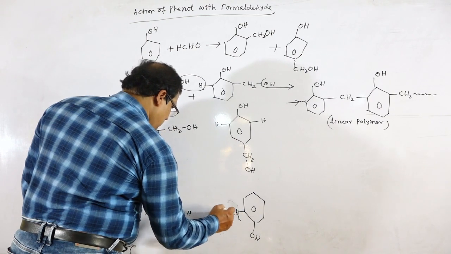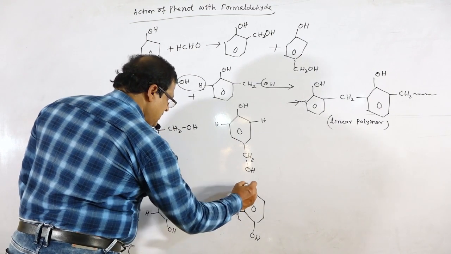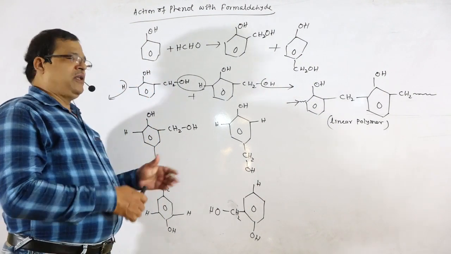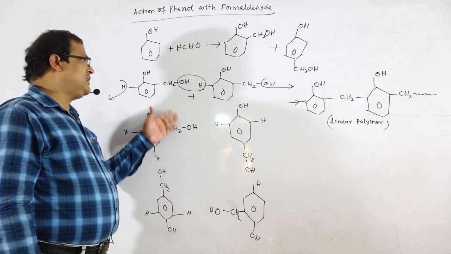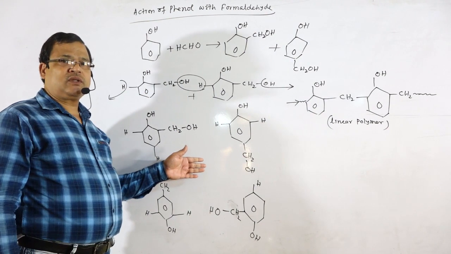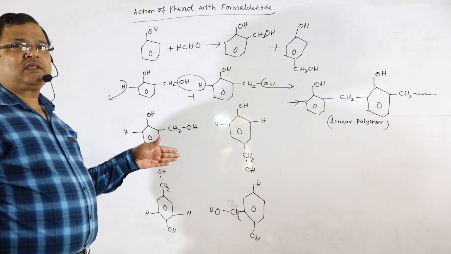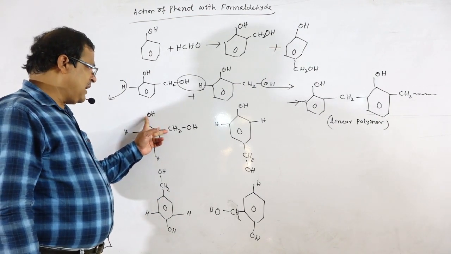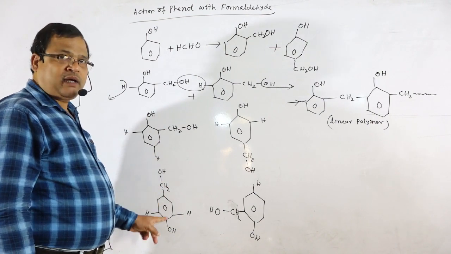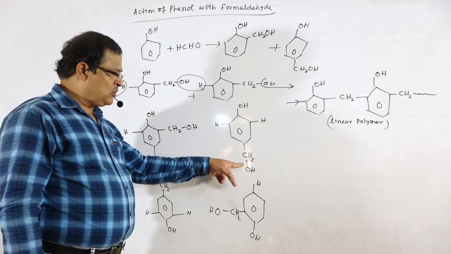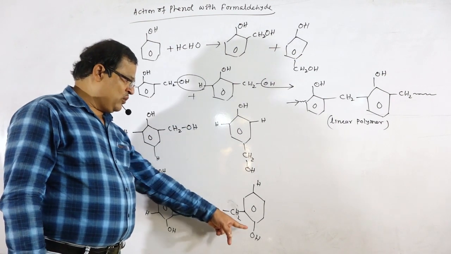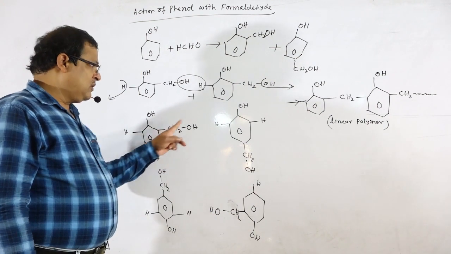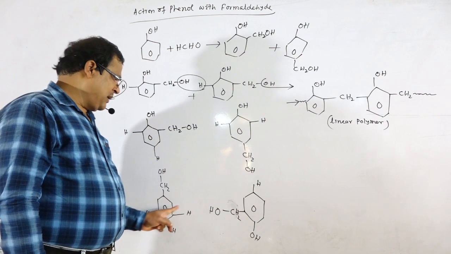That is CH2OH, and this is H. Mark this one, this is the cross-linked polymer. This is your cross-linked polymer, this is the linear polymer, and this is treated as cross-linked polymer where both ortho products and para products get polymerized. So this is OH and CH2 group at ortho, OH CH2 group at para, OH CH2 group at ortho, that is para position, and OH and CH2 at the ortho position. So ortho, para, ortho, para.